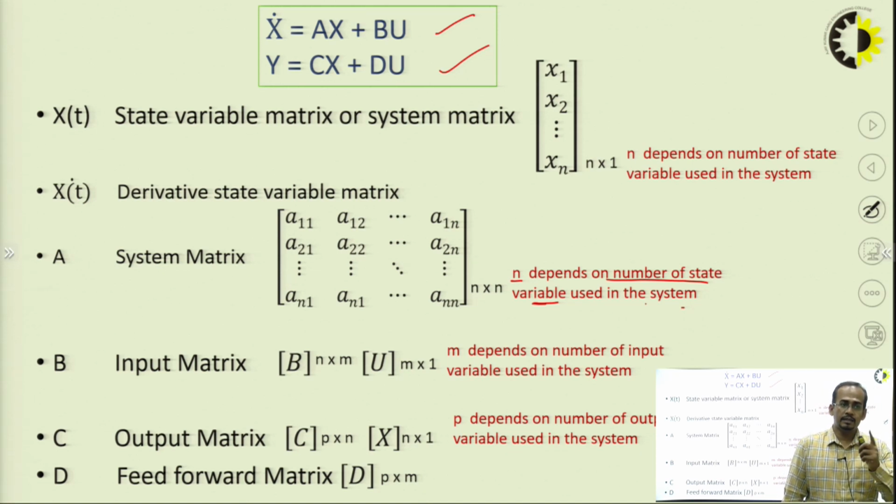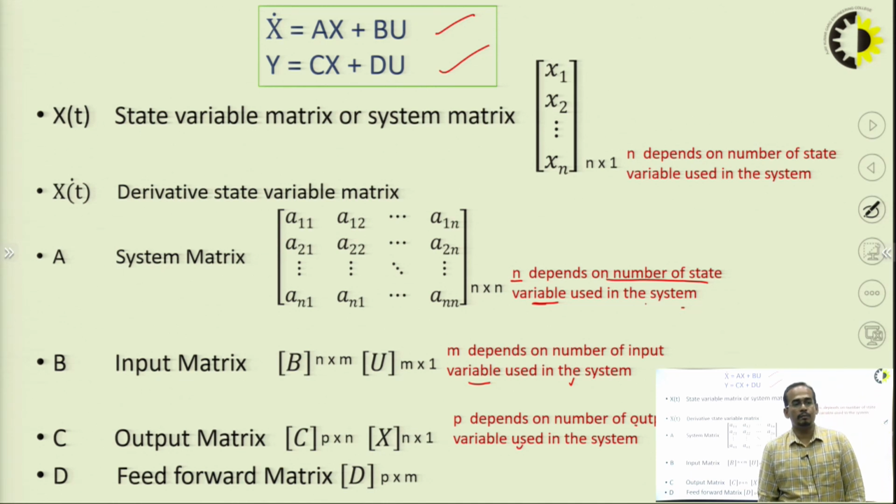B is nothing but the input matrix. The input matrix is of size n cross m, where m depends on the number of input variables used in the system. C is the output matrix, of size p cross n, where p depends on the number of output variables used in the system. And D is nothing but the feed forward matrix, and the size of the matrix will be p cross m.